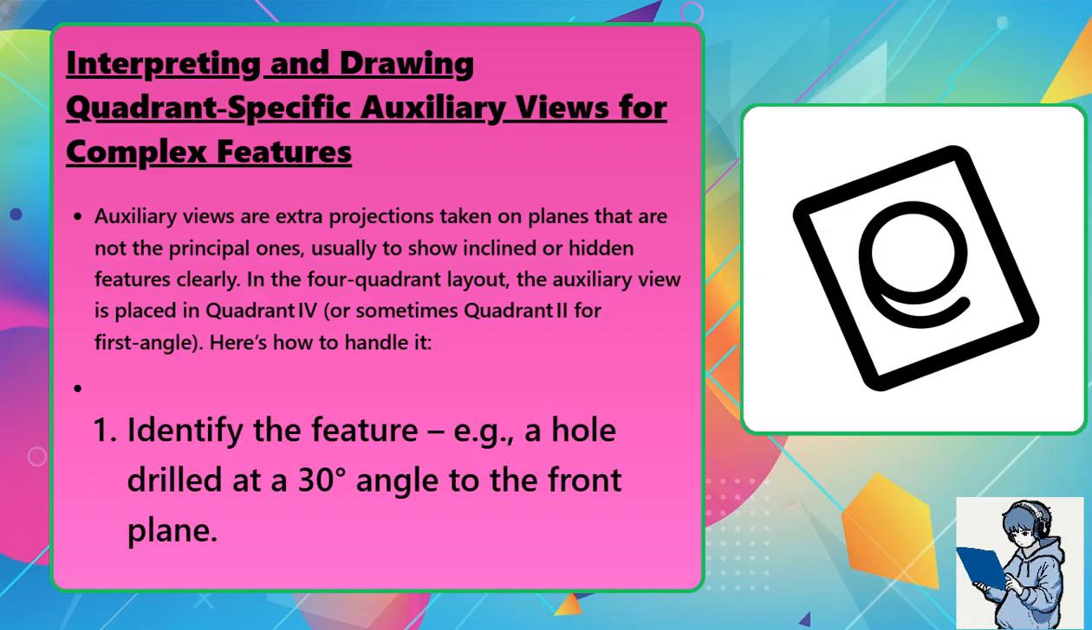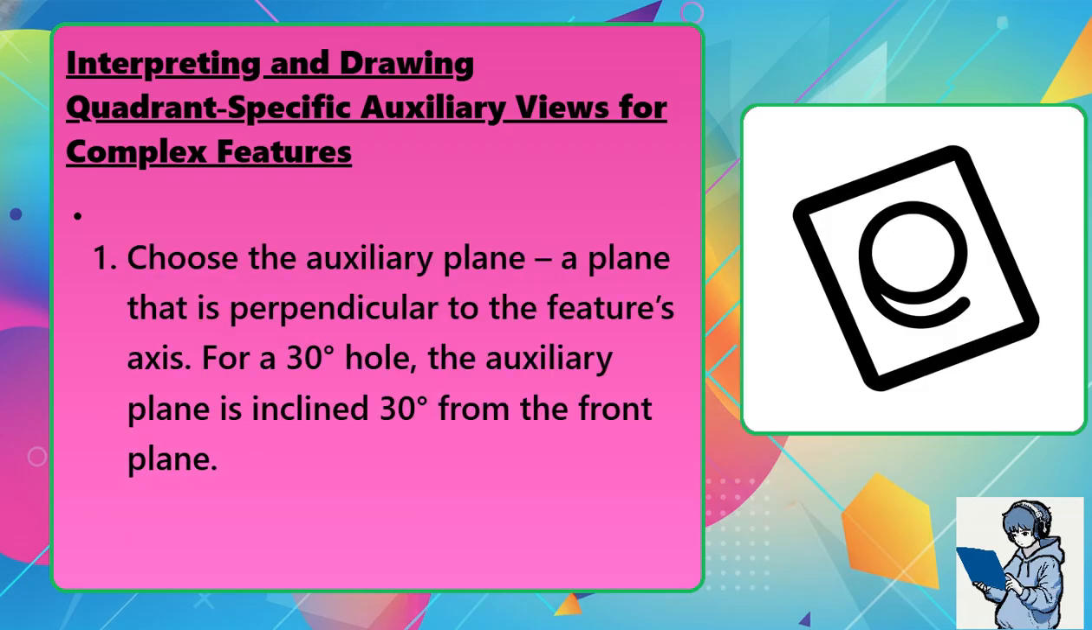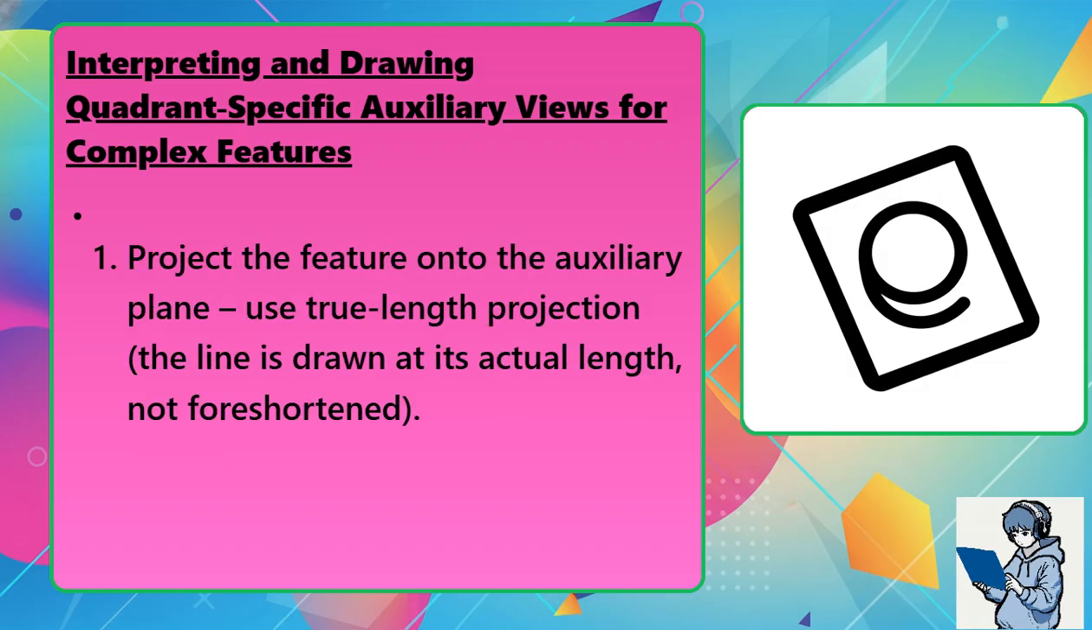Identify the feature, for example, a hole drilled at a 30-degree angle to the front plane. Choose the auxiliary plane, a plane that is perpendicular to the feature's axis. For a 30-degree hole, the auxiliary plane is inclined 30 degrees from the front plane. Project the feature onto the auxiliary plane, using true length projection. The line is drawn at its actual length, not foreshortened.